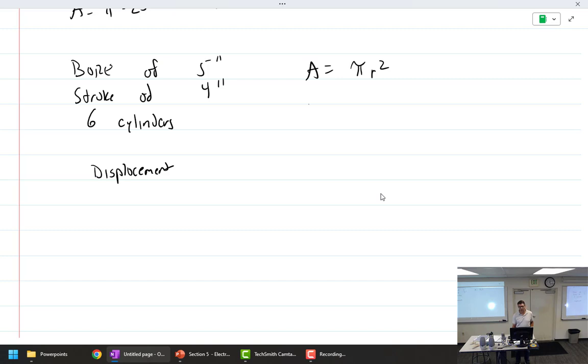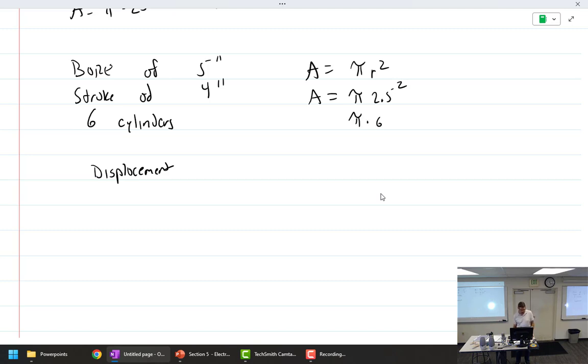My radius is 2.5. Everybody know where I got that from? Half of 5. So area equals pi times 2.5 squared. So I'm going to go to my calculator. I will say 2.5 caret 2 equals 6.25.